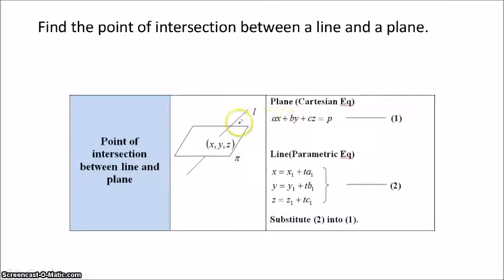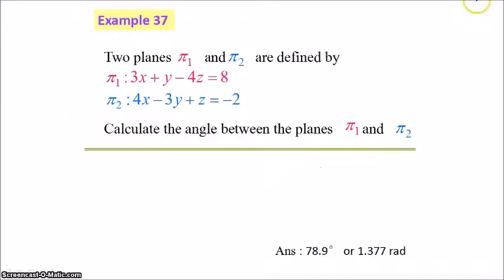And then we have the point of intersection between line and plane. You must remember that for point of intersection we need to find the x, y, and z value. So we'll use these two equations to solve by simultaneous equation method. That is the point of intersection.